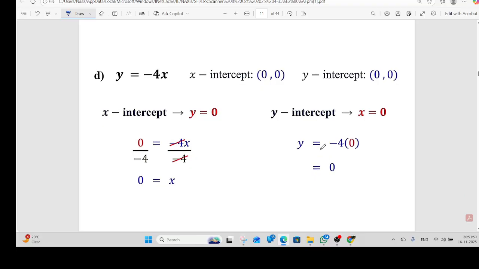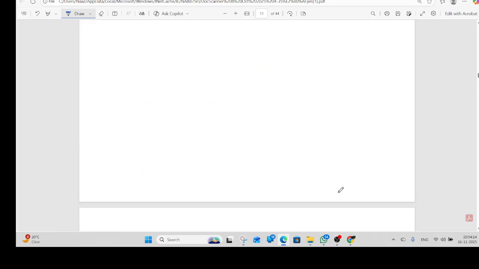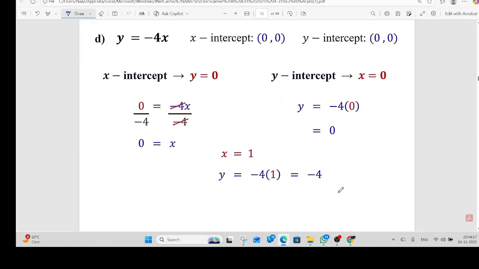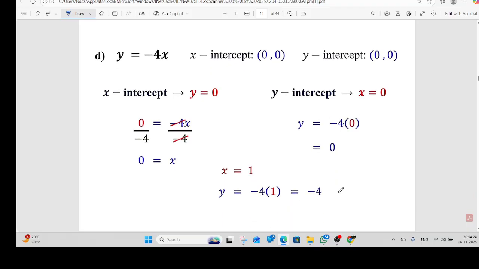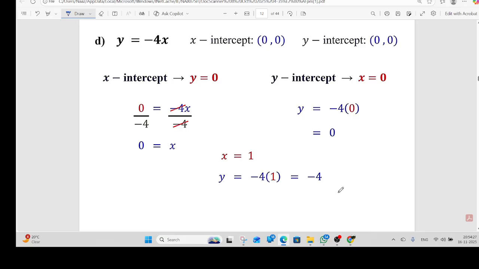Again I find the x-intercept. To find the x-intercept, in place of y I plug 0. When y is 0, x also becomes 0. So x is 0 and y is 0. To find the y-intercept, if I plug x as 0, y becomes 0. So basically (0, 0) means my graph is passing through the origin, right? And in both cases I'm getting the same values. So I need to plug in some other values to get the graph.